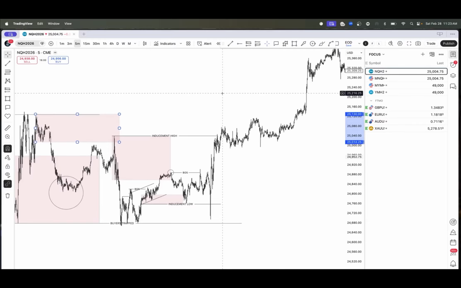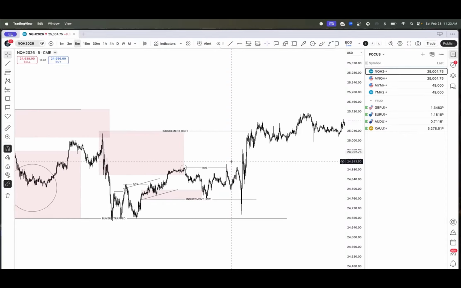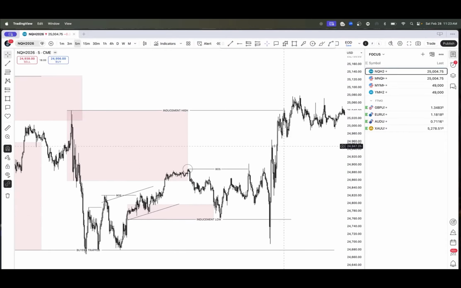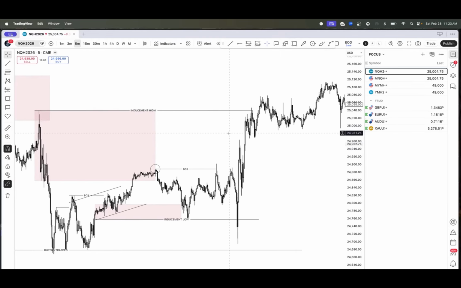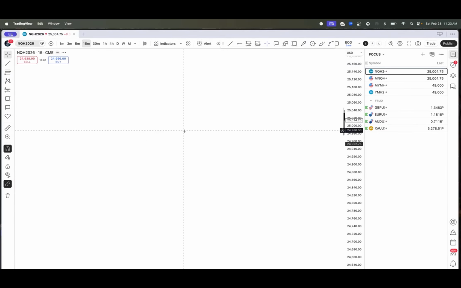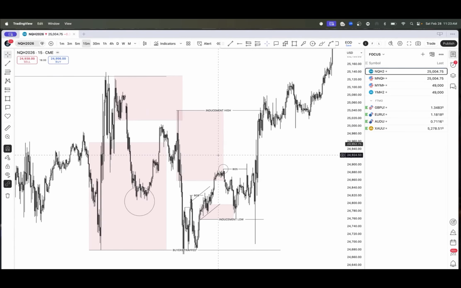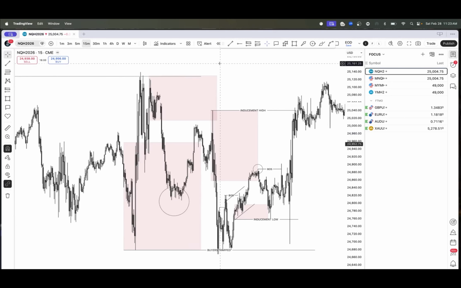Selling into the inducement low. Yeah, since we've taken out this high, right? Just because we've taken out this inducement high doesn't mean we need to look for an immediate sell. Because now, remember what I said, how we've trapped buyers from here. And look at how we're reacting. Look at this price action here.